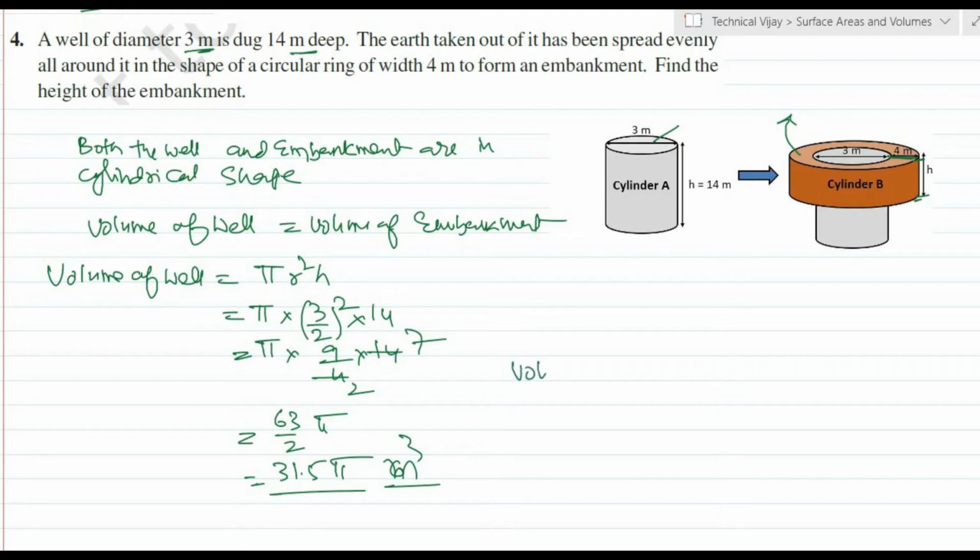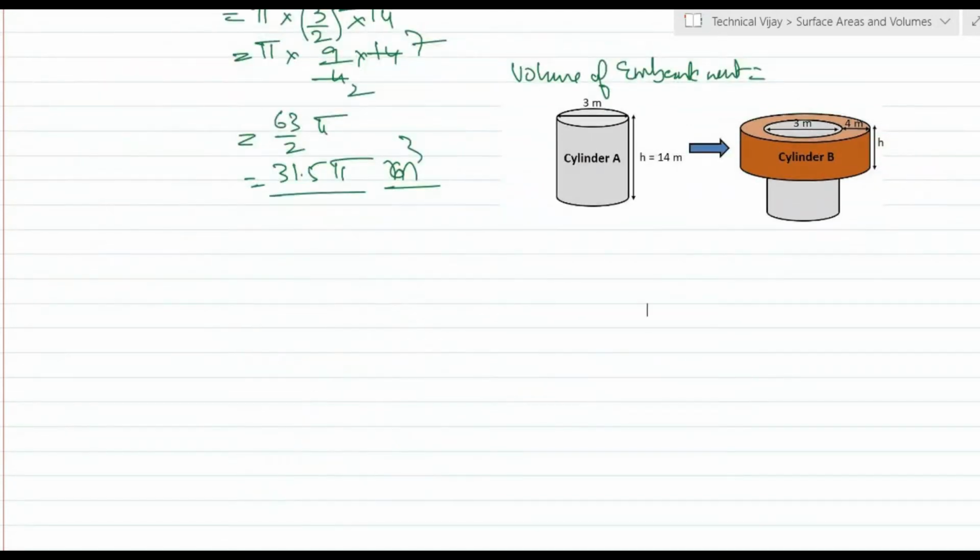So now the volume of embankment is equal to, this is the volume of a cylinder only. Here the volume of this embankment can be calculated as, you see here this is a cylindrical shape. From this to this point, it is 3 by 2 because 3 meter is the diameter. So 3 by 2 is the radius and this width is 4 meter. So first we will calculate the internal radius, that is equal to 3 by 2 meter.